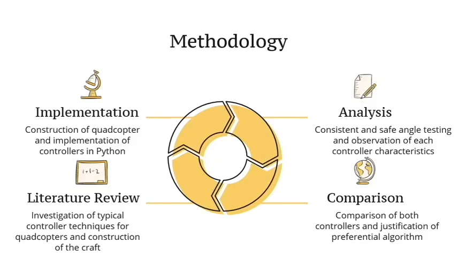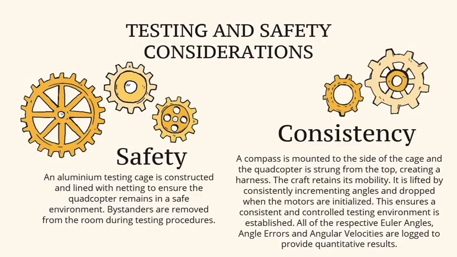Testing is executed with the craft in a secured cage for safety precautions. The stabilization control algorithms are tested within a consistent and controlled environment using a harness, which still permits craft mobility to emulate hover. The craft is lifted via one arm to incremental angles and subsequently dropped to analyze the functionality and effectiveness of the controllers.